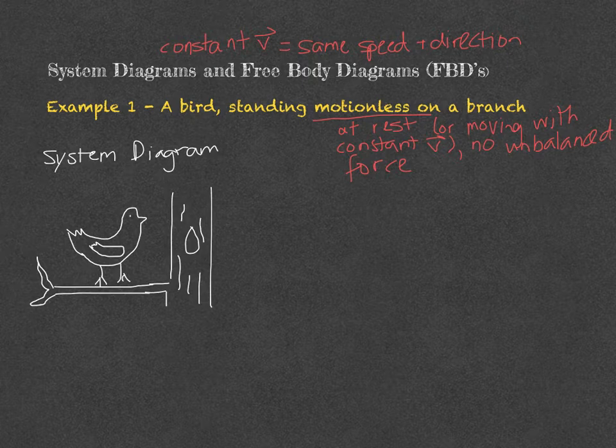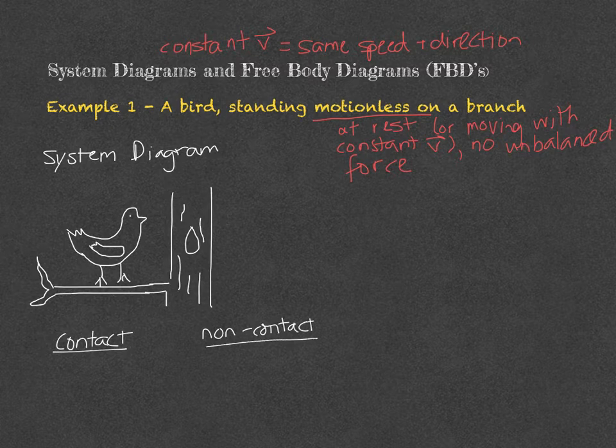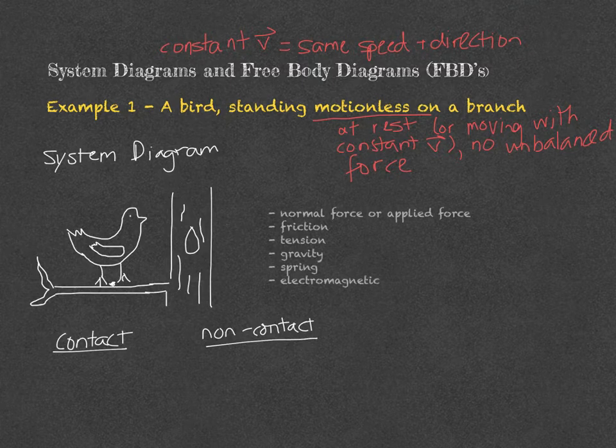And what we want to do is look at that bird, and we're going to think of all the contact forces that are on the bird. So we want to see what it's actually touching and what contact forces we have, and we also want to look at the non-contact forces. So the only thing this bird is in contact with is this branch. And the non-contact force would be anything acting on it. I like to just keep in mind a list of the possibilities. And then I can go through the list and see which of these forces apply to this situation.